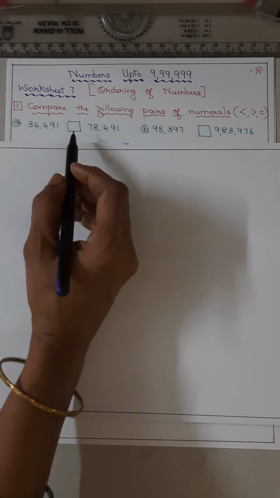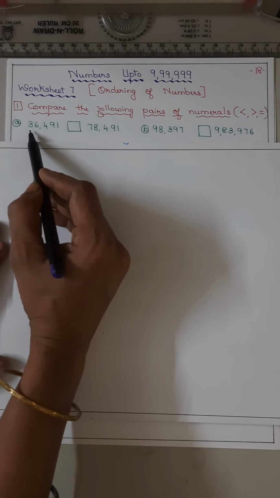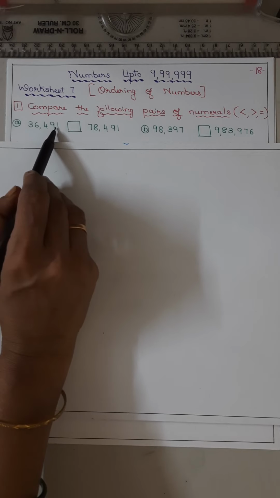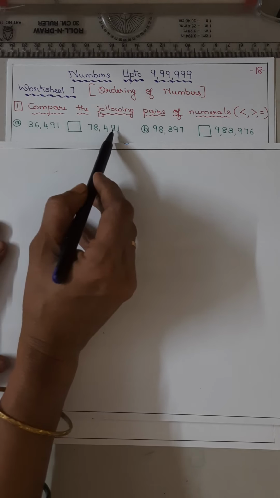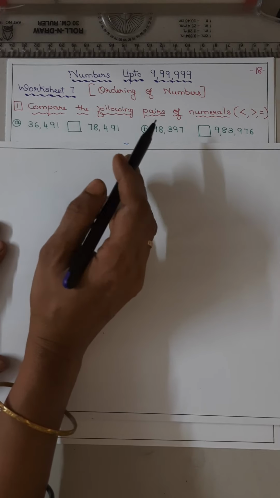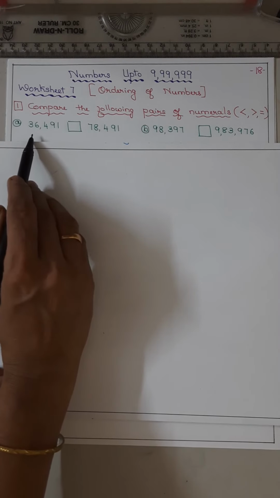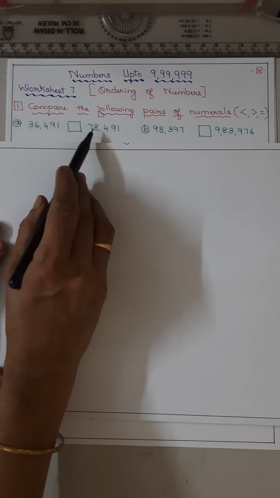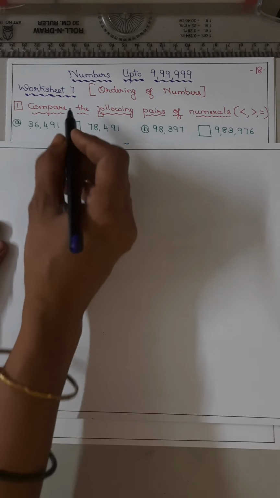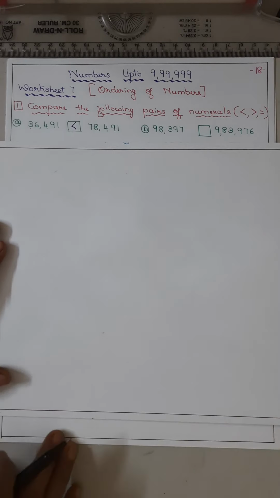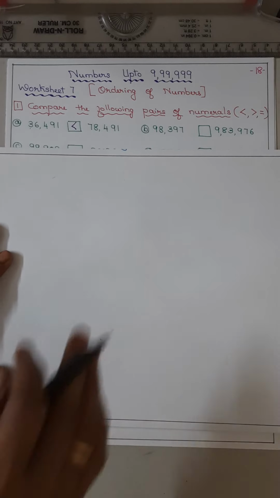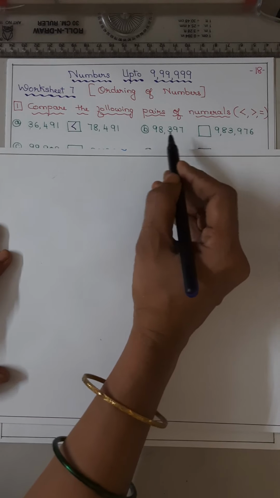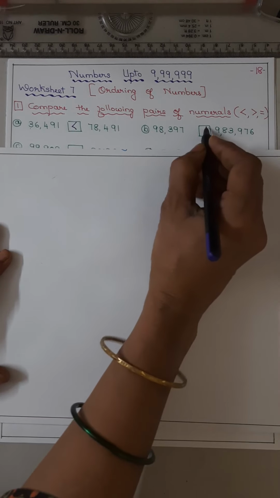So now find out. First we have to see the number of digits. So on the left side it is 5 digits, an equal number of digits. Now check the left-most place, that is 3 and 7. Compare between these two. 3 is lesser than 7, that is why the lesser than sign. Now question number B, it is 5 digit and 6 digit. So the 5 digit number is lesser than the 6 digit number.